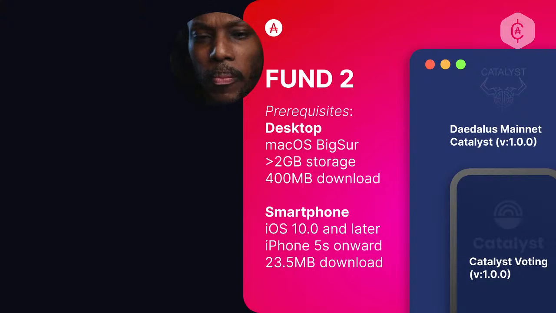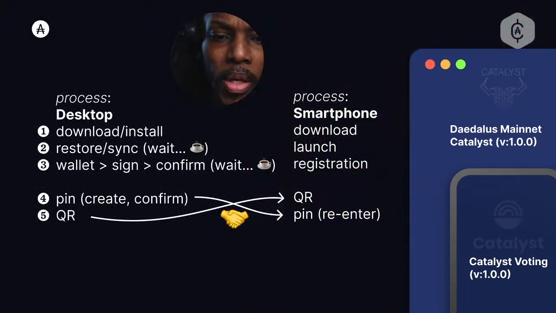So on a smartphone, it runs apparently iOS 10 and above, and later. So basically, from iPhone 5s onward, and the download's small, it's 23 megabytes. Yeah, so there's that. Okay, now jumping straight into the processes.